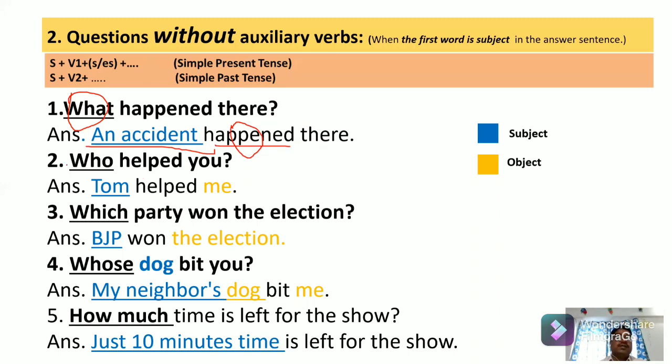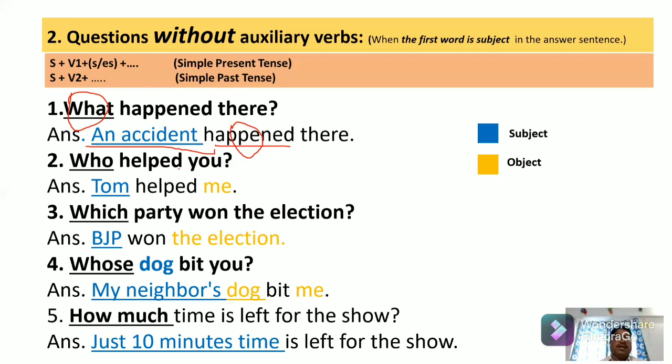Now let us go to the next question. Who helped you? Here again you see no helping verb in the sentence, correct? But it is a grammatically correct question. Is there any auxiliary verb like can, could, am, is, are, was, were, have, has, had, do, does, did? No, there is no helping verb. And again it is in simple past tense. Because it is in simple past tense, and in simple past we don't use any helping verb, it perfectly goes according to the rule of simple past tense.